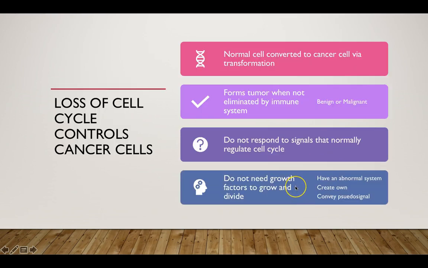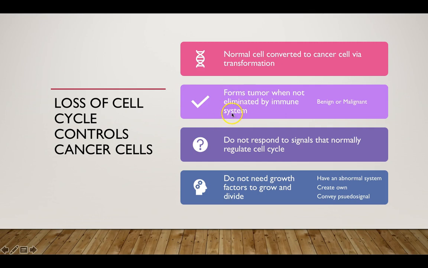So anytime there is a loss of cell cycle control, that is called a cancer cell. Now, having a cancer cell and having cancer are two different things. At some point, everyone has had a cancer cell in your body. Typically, the immune system recognizes a cancer cell and gets rid of it. A normal cell can be converted to a cancer cell through things like mutations or exposure to certain toxins. And that process is called transformation. So when a normal cell is converted to a cancer cell, it's called transformation.